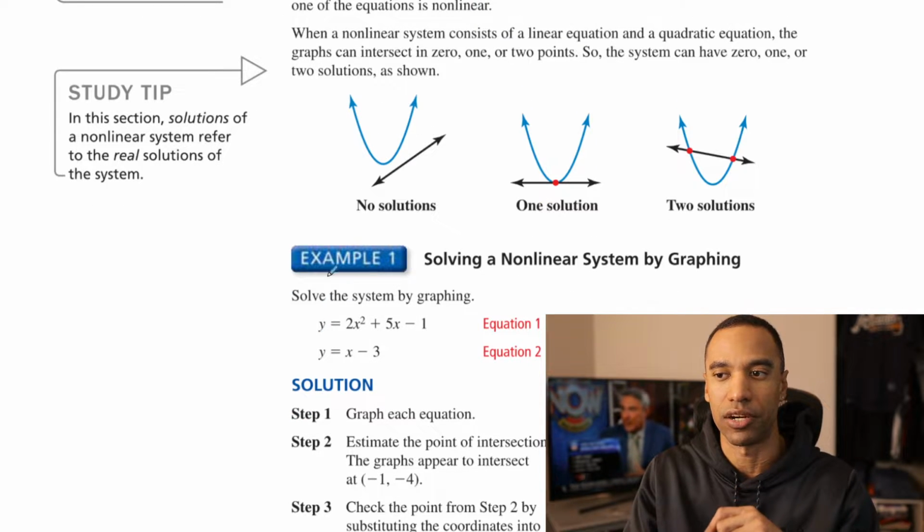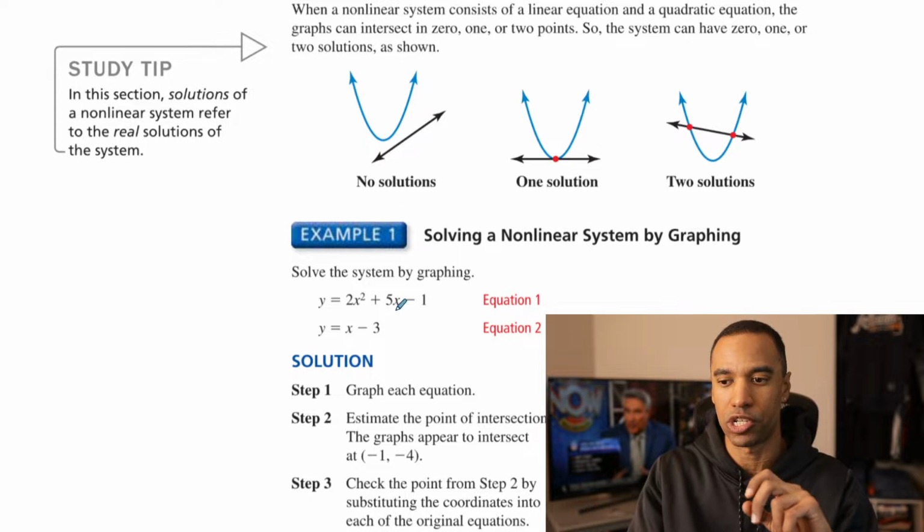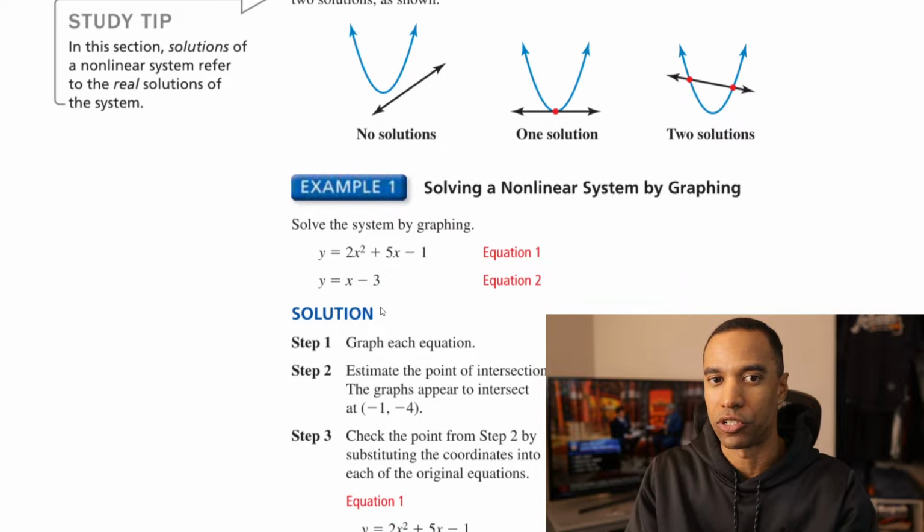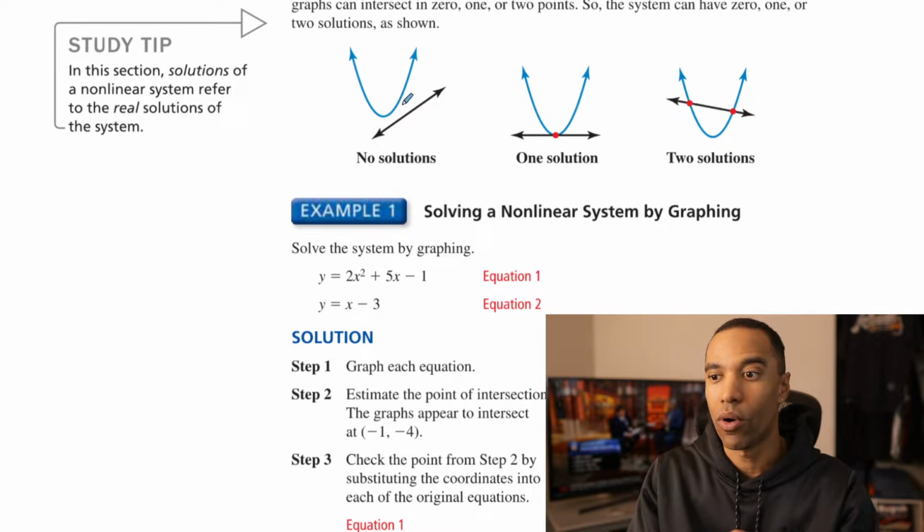So that's the difference here, is that we are going to use that second method version each time: graph one, graph the other. And then we're going to find the xy ordered pairs where they intersect, not just the x's, but both, or if they don't intersect at all.